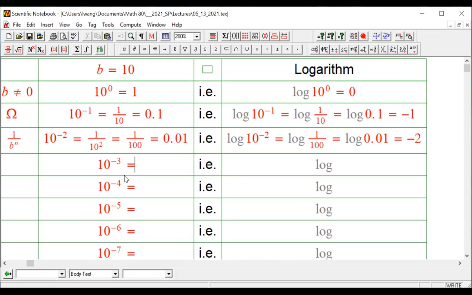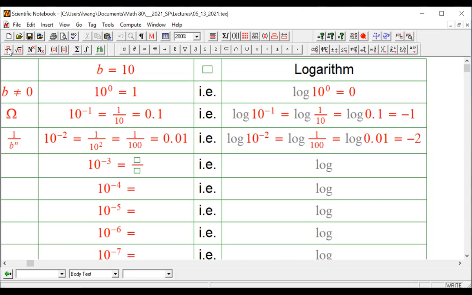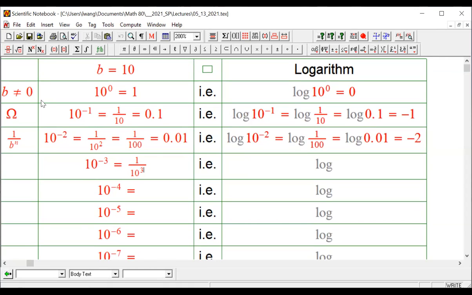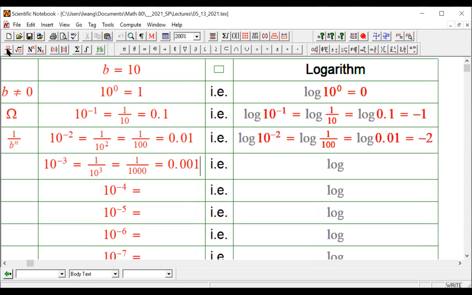So 10 to the power negative 3, right? It's 1 over 10 to the power 3, according to the negative power interpretation. And that is also equal to 1 over 1000, and that equals 0.001, right?